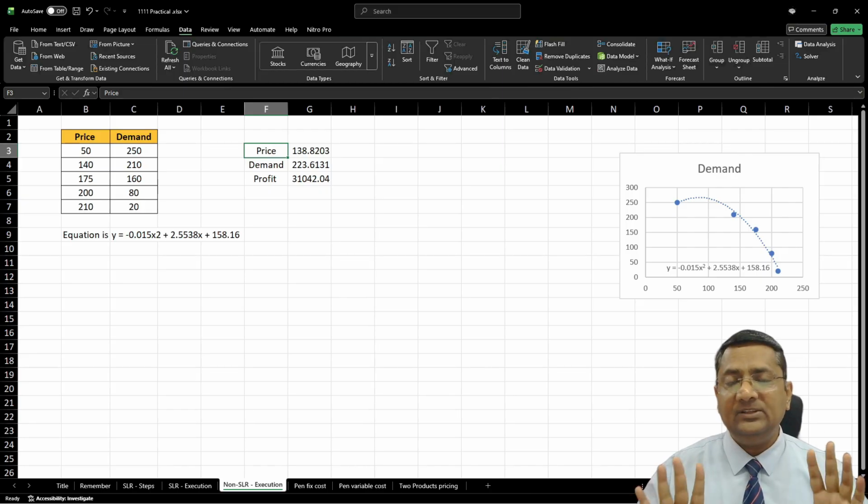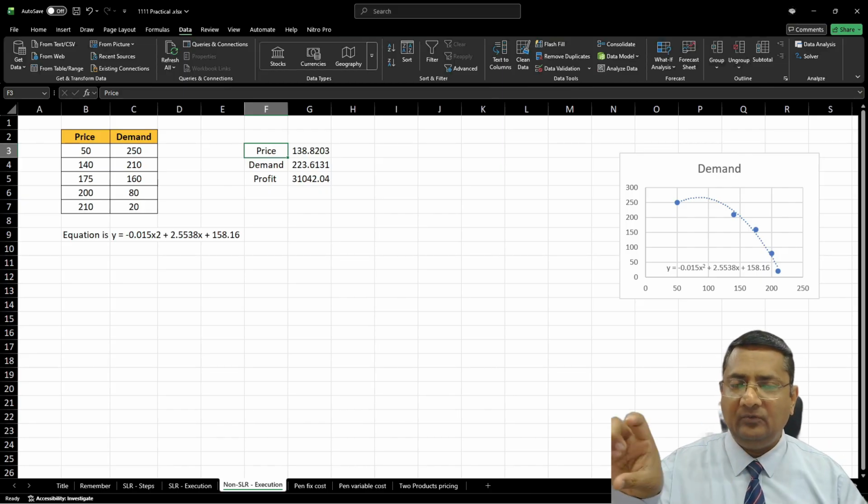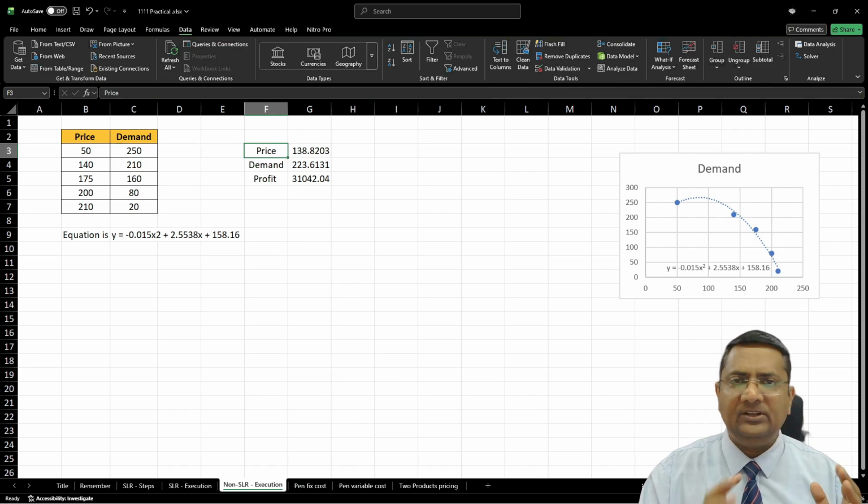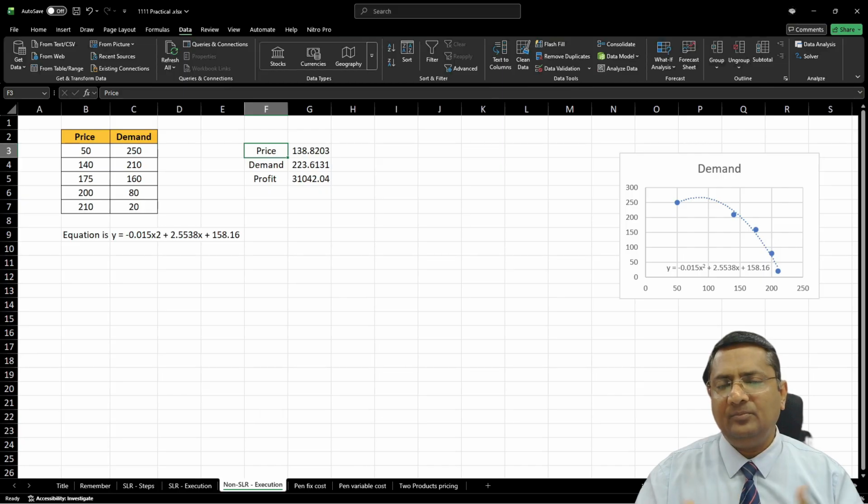Again I will say, please remember there are 3 steps. One, we need to find out the relationship. Then we get the equation by fitting a trend line, and after getting this trend line equation, we will assume some price and then calculate the profit. Once we have done this, we move to the third step. Third step is what? We need to use the data solver to find out the price through which we can get the maximum profit.